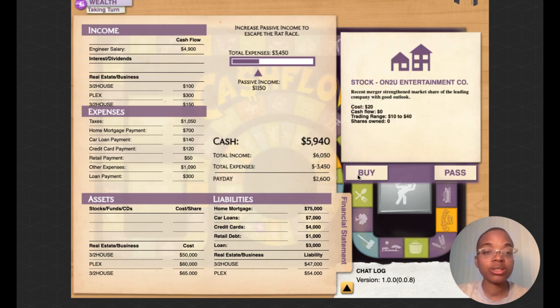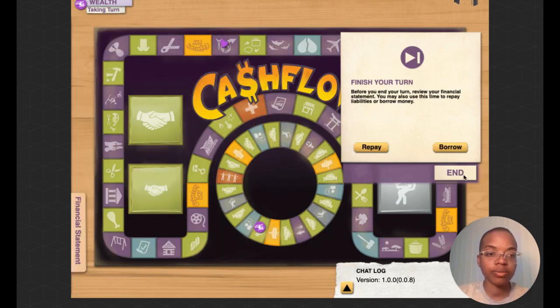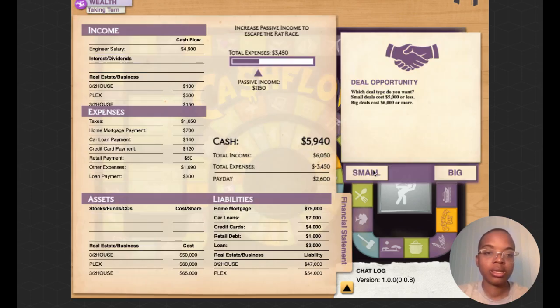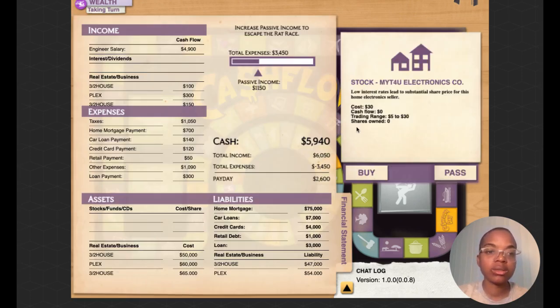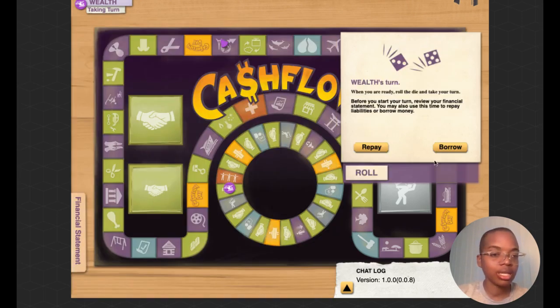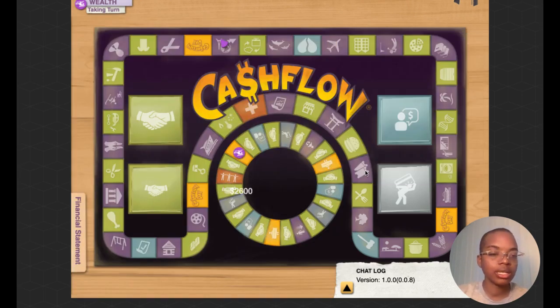Rolling, I'm going to do a small deal. Again, $20 for me personally. I think more than $10 on any of these stocks is just a little bit out of my price range to really make a profit that's meaningful. So I'm going to pass on this one. Another small deal. $30 for a stock. Again, like I said, I'm going to pass. Anything more than 10, I'm just personally passing on.